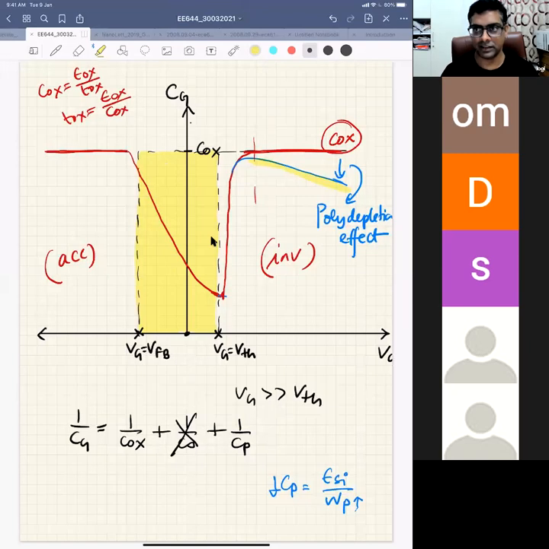Okay. Done. Any questions about CV? Otherwise we are done with the CV characteristics of the MOS transistor and MOS capacitor, right? Capacitance voltage is a very important characteristic. We'll see later why the capacitance is very important, right?